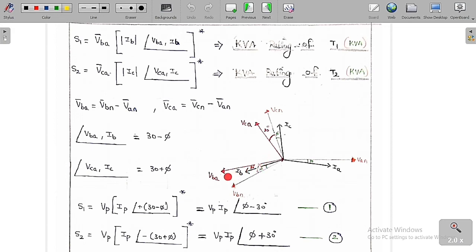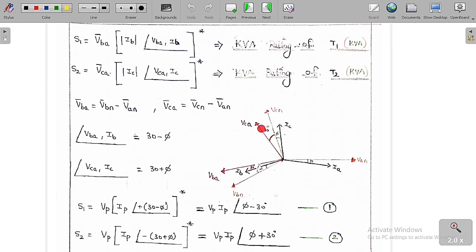So what is VBA? VBA is nothing but VBN minus VAN. This is VBN minus VAN, meaning this side, and therefore this is the minus VAN. If you do the vector addition of these two vectors, you can see clearly that minus VAN and VBN have an angle of 60 degrees between them. Both are equal vectors, so again we get 30 degrees here. So this is nothing but VBA. VBA is equal to root 3 times the magnitude of VAN or the magnitude of VBN.